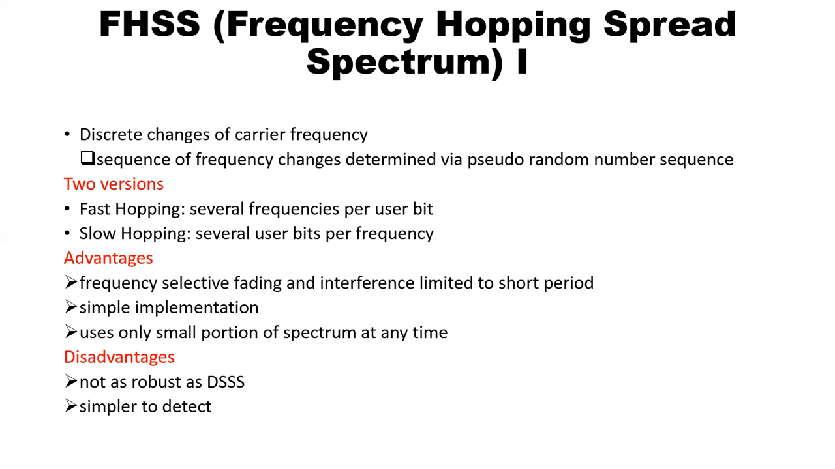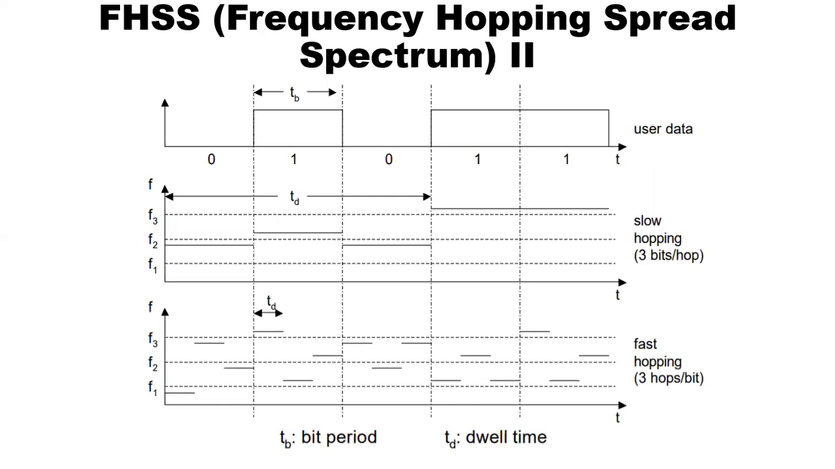The advantages of FHSS are that frequency selective fading and interferences are limited to a very short period of time. The implementation is also very simple, and it uses only a small portion of the frequency spectrum at any time. The disadvantages are that it is not as robust as DSSS, and it is also very simple to detect. So this is the frequency hopping spread spectrum.